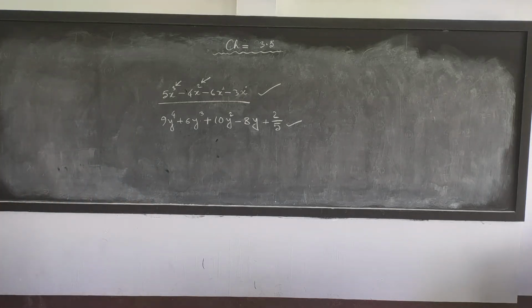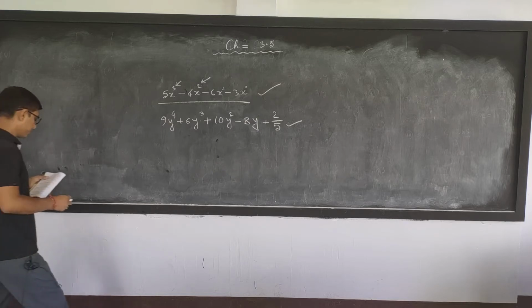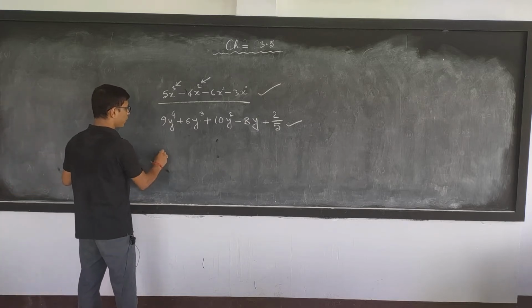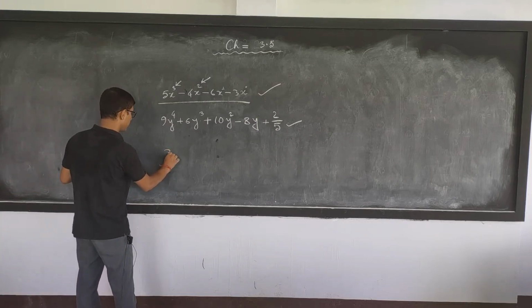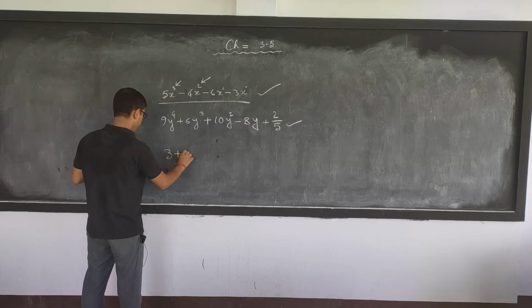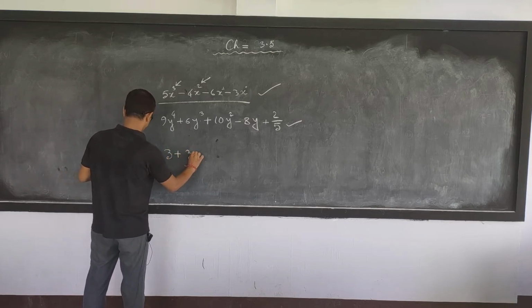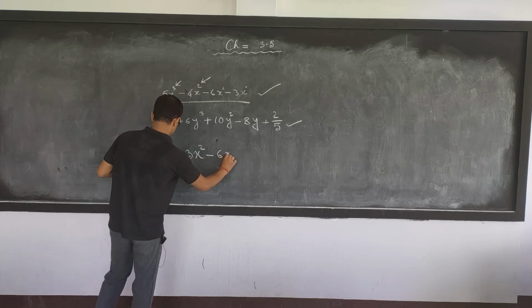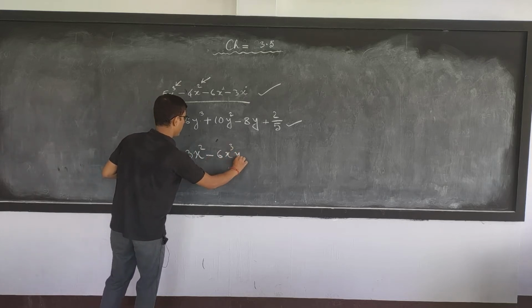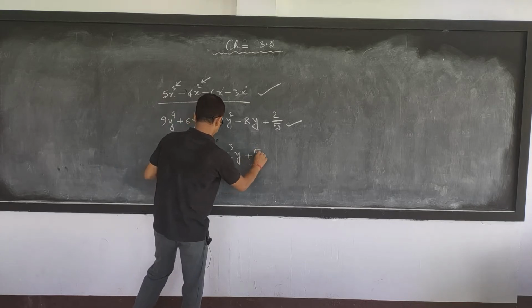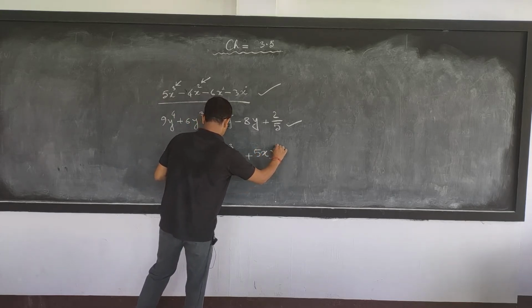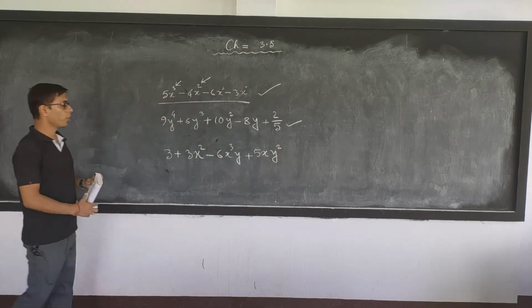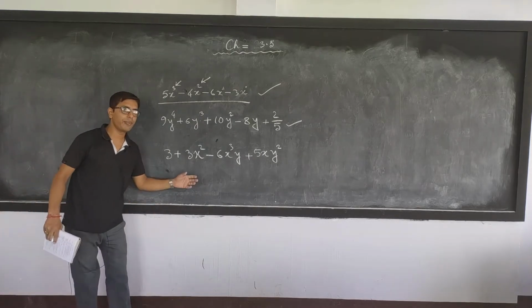Let us take one more example. You also try to say whether this is a polynomial or not, and if it is a polynomial, what type of polynomial it is. Okay? All together, get ready. 6x cube y plus 5xy square. Whether it is a polynomial or not, try to identify.